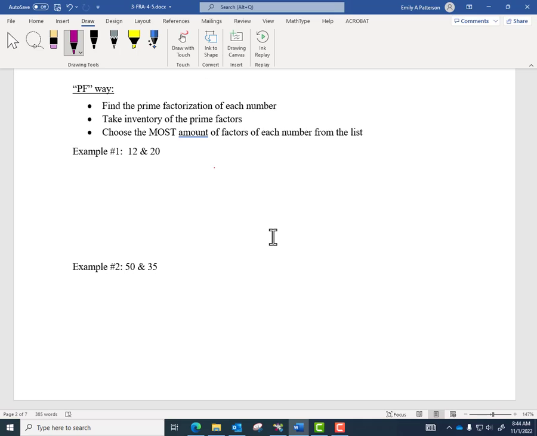The first thing it says is to take the prime factorization of each number. Now if you don't know what that is, we're going to break it down into factor pairs. So each number I'm going to break down, and every time you break it down into two numbers that multiply to the top number. So I can choose, for example, to get 12, I can multiply 3 times 4.